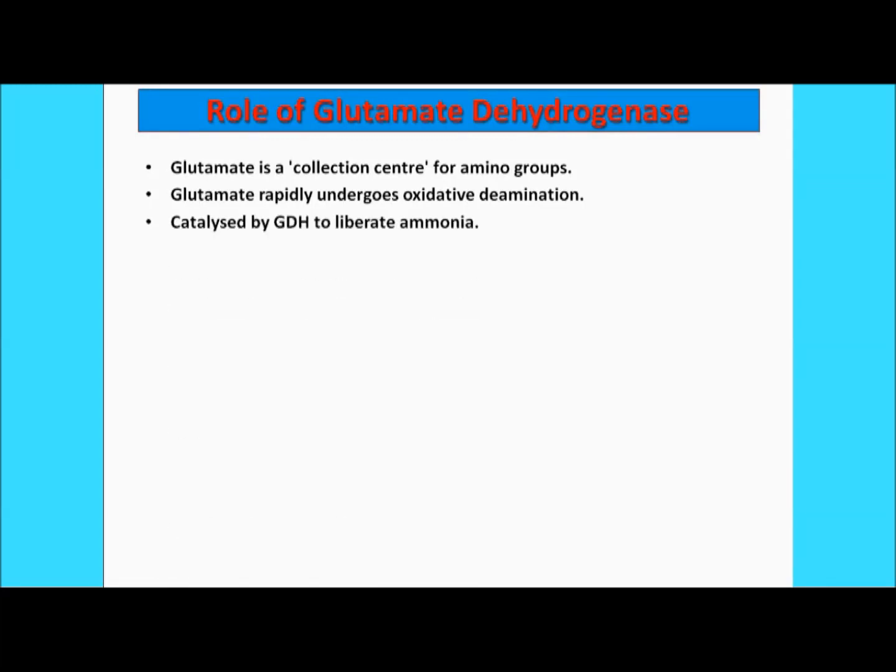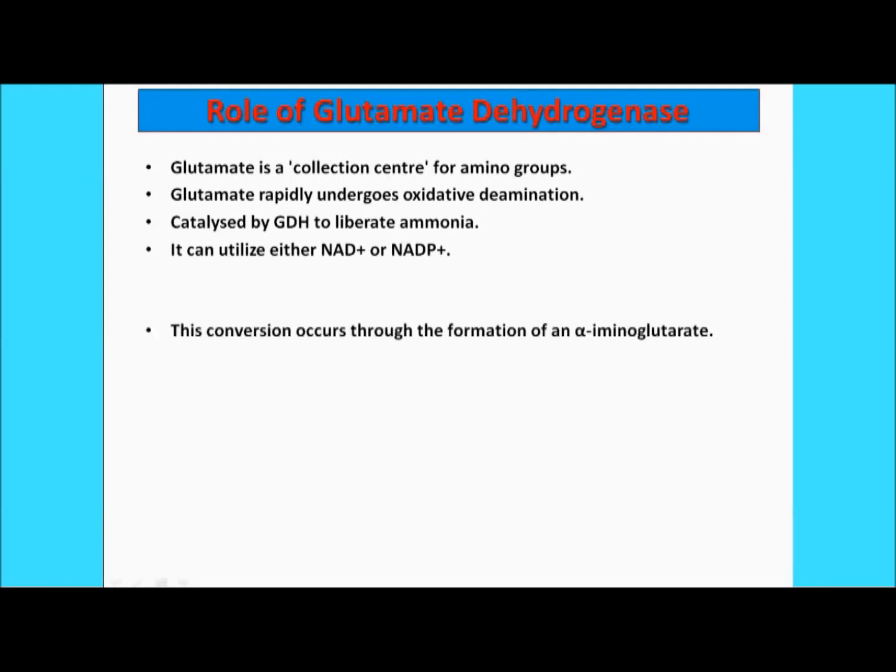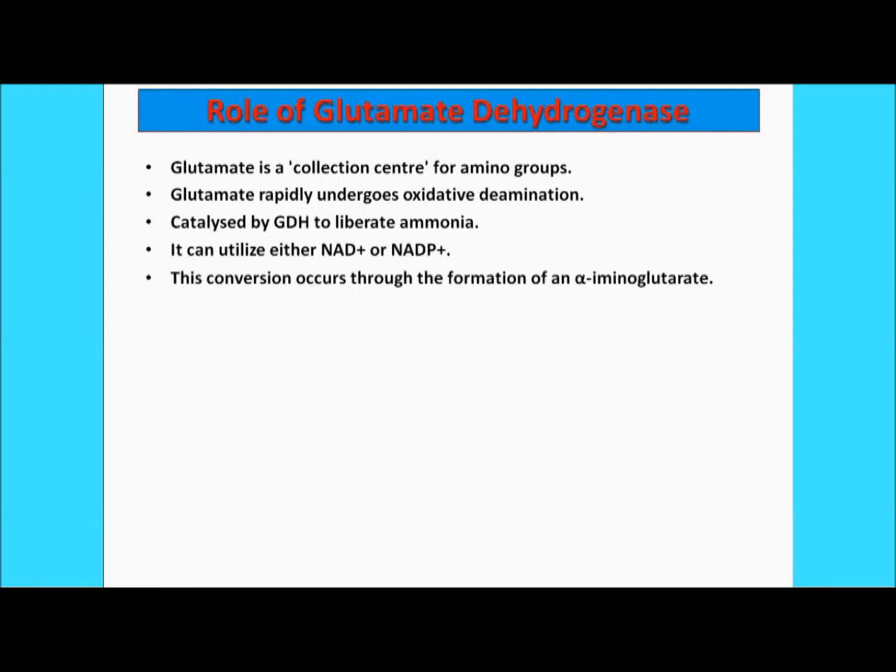Moreover, this reaction is catalyzed by GDH. The deamination is catalyzed by GDH, as we have already discussed, to liberate ammonia, and this ammonia will be utilized for urea synthesis, right? Now it will use either NAD positive or NADP positive as a cofactor for this reaction, and this conversion occurs through the formation of alpha iminoglutarate.